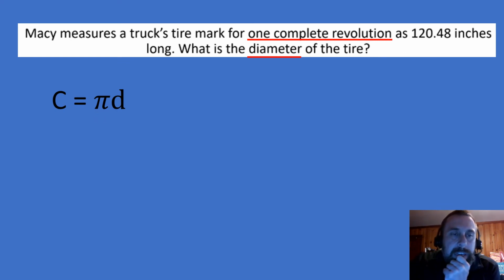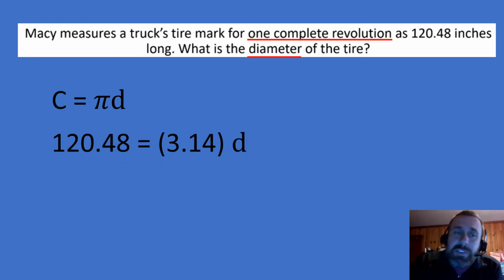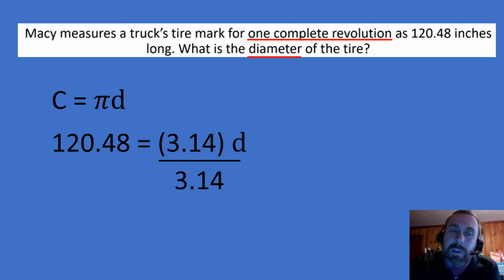What can we enter into our formula? We have a little bit of a different setup. We already know the circumference. It's 120.48 inches. And we know pi, 3.14. We don't know the diameter. That's what we're looking for. This type of question turns into one of our one-step algebraic problems, actually. And if you remember how to do that, we want to get the variable all by itself, in this case, the d for diameter. So what's the opposite of multiplying times 3.14? There, I gave you a clue. There's the line. That's right. We're going to divide by 3.14.